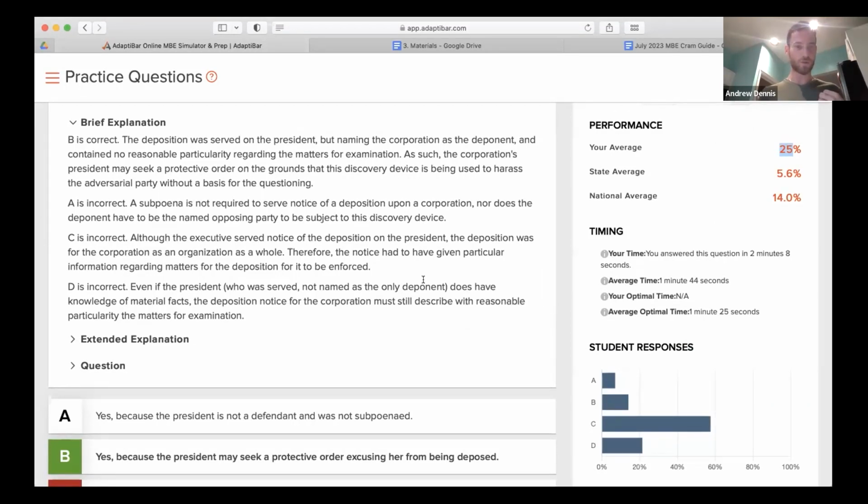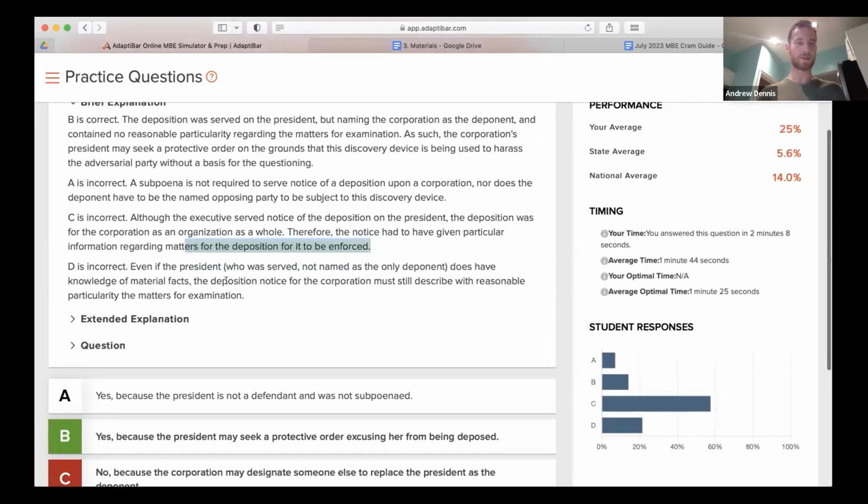C is incorrect. Although the executive served notice on the position of the president, the deposition was for the corporation as an organization as a whole. Therefore, notice had to give particular information regarding matters for the deposition to be enforced. D is incorrect. Even the president who was served, not named, only his opponent, does have knowledge of material facts. The deposition notice for the corporation must still describe with reasonable particularity the matters for examination. Let's just tease one thing out.